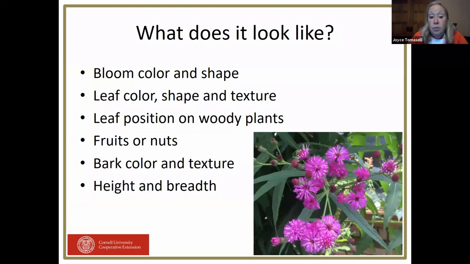If you're identifying plants in winter, we'll talk about bark and leaf scars, but all year round, the bark color and texture is important, and it's especially important when you're looking at things in winter without any leaves on it. And then finally, the height and the breadth gives you a clue. If you're looking at a massive tree, it's going to be different choices than if, for example, you're looking at a small weeping crabapple compared to an oak. So the whole structure of the plant is going to be important.